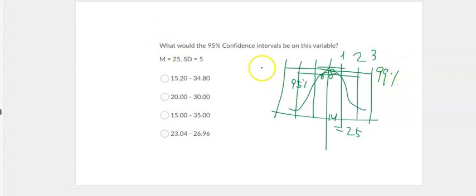So here they say 95% means standard deviation 2, that is the area. For standard deviation 1, you add the 5, so it's 30. Standard deviation 2 is 35. And in the left part, you deduct the 5, so 20. Standard deviation 2 will be 15. So this is the range of this level: 15 and 35. So that is the question.